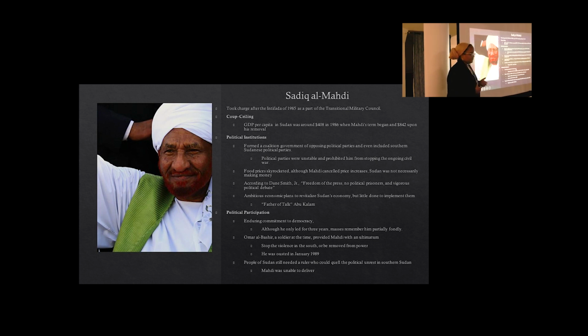But we call him Abu Kana, which means father of talk, because that's all he would do. He had a lot of economic plans, ambitious plans. Democracy was very powerful then. He was recognized by the United States for his work and efforts, but he only went for 3 years, and there's a reason for that.